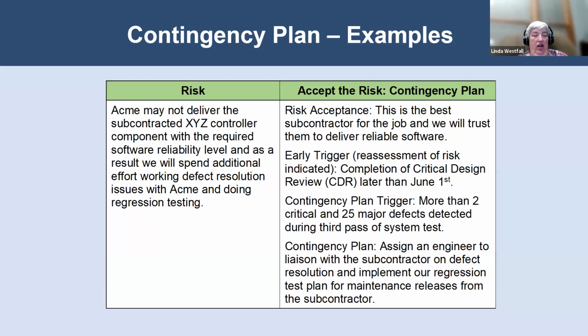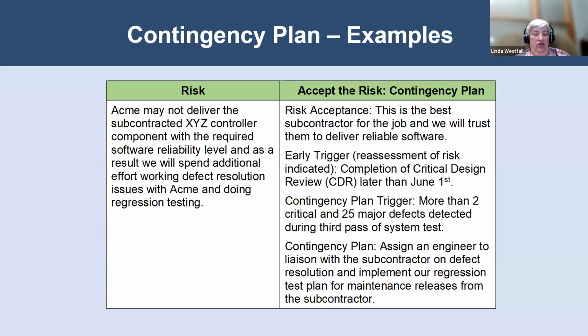But we're going to put an early trigger in place to reassess the risks after the critical design review, where they look at the architecture and the component designs. Then we've got a second contingency trigger if there's more than 2 critical or more than 25 major defects during the third pass of system testing.